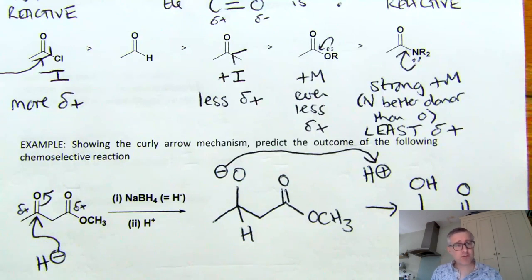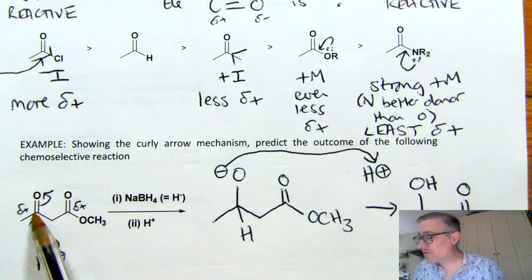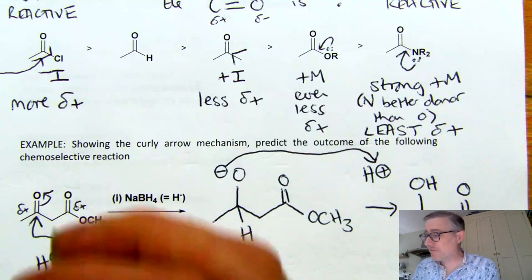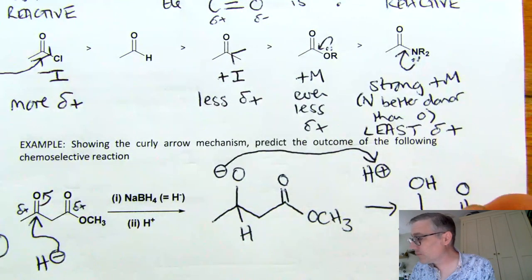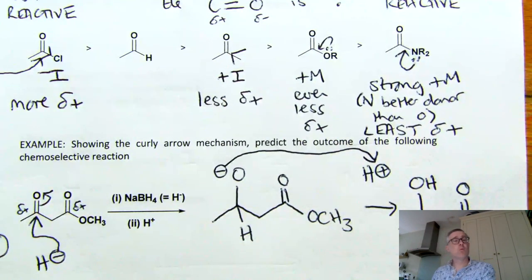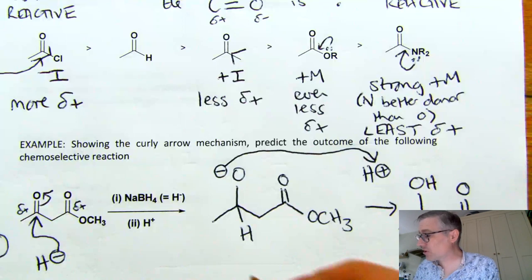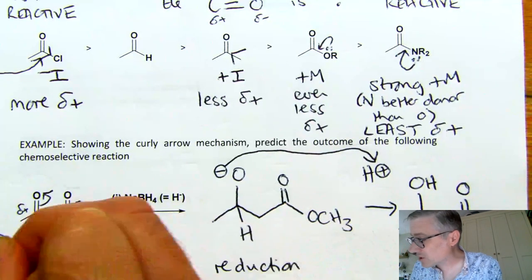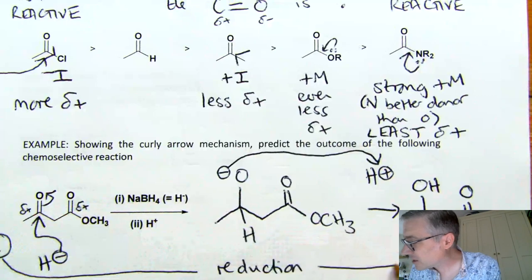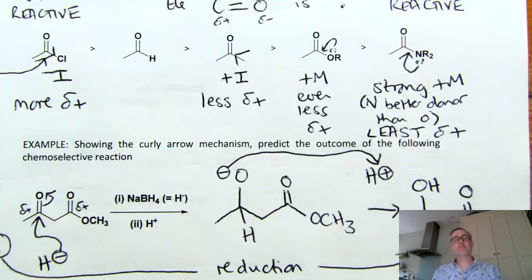Remember, in an earlier screencast, we talked about the idea of functional group level. We've turned a ketone, which is functional group level 2, into an alcohol, which is functional group level 1. So the reaction process that we're doing here is a reduction of a ketone to an alcohol.